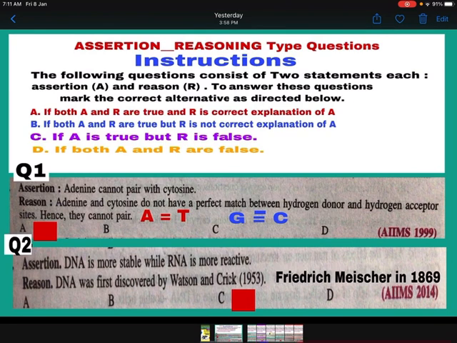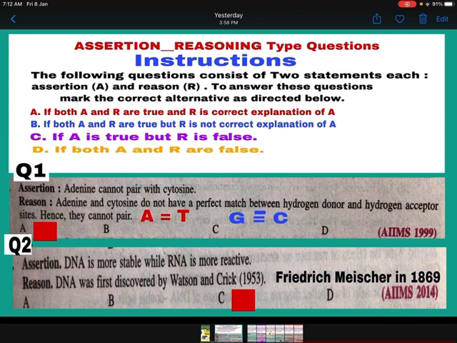Assertion reasoning type question. सबसे पहले इंस्ट्रक्शन पढ़ते हैं हम. The following questions consist of two statements. हर क्वेश्चन में दो स्टेटमेंट होंगे, Assertion A statement and Reason R statement. And then you have to mark the correct alternative. कैसे चूज करेंगे करेक्ट ऑल्टरनेटिव? देखिए, if both A and R are true, अगर दोनों स्टेटमेंट करेक्ट हैं and R is the correct explanation of A, then mark A. If both A and R are true, दोनों स्टेटमेंट ट्रू हैं, but R is not the correct explanation for A, then mark B. If A is correct but R is not correct, then mark C. And if both the statements are not correct, then mark D.